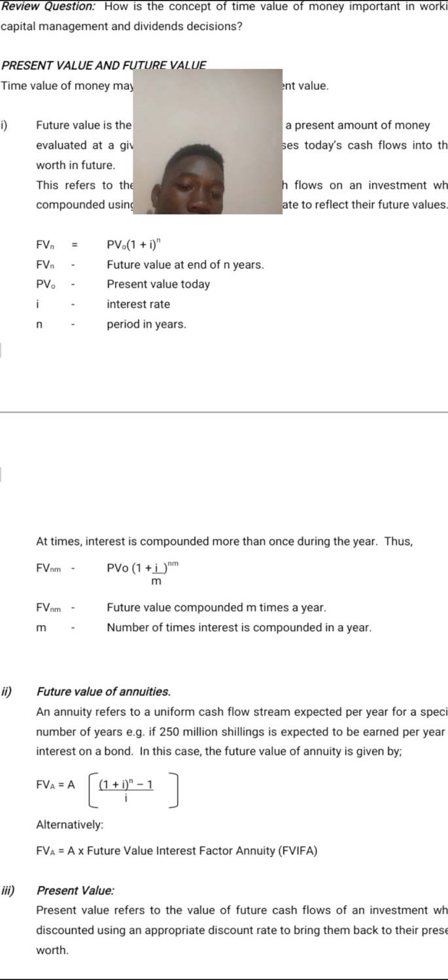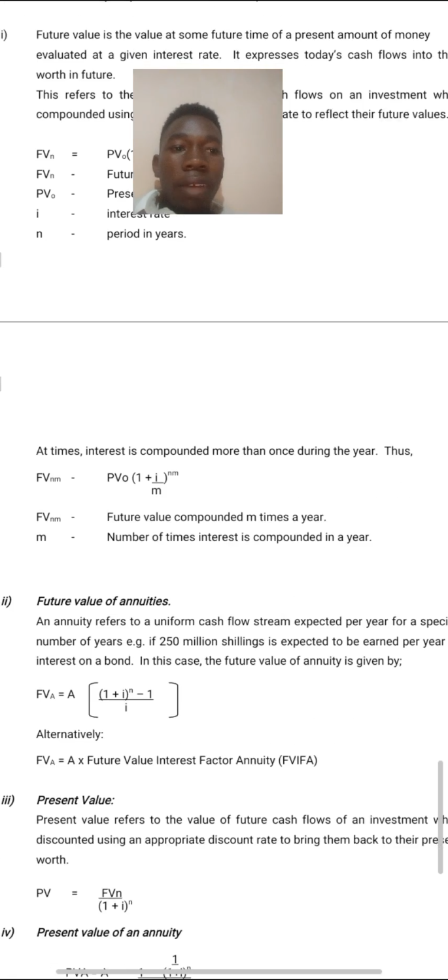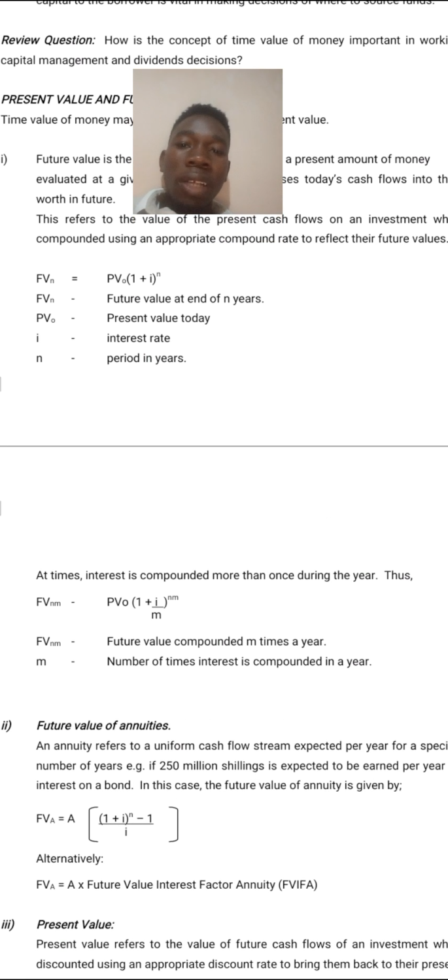Suppose an investment worth 5 million shillings is expected to earn a return of 12% semi-annually up to 5 years. What is the future value of this investment? Therefore, you have to know that as you hear the word semi-annually, it means that interest is compounded more than once a year.